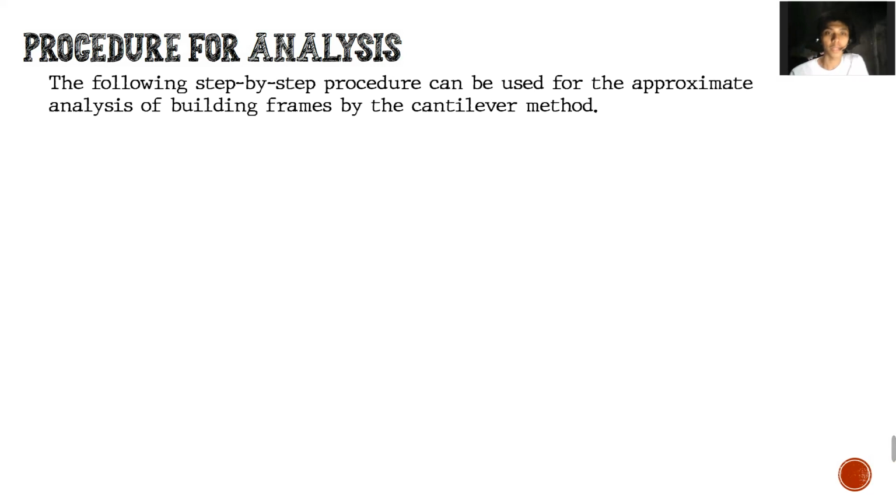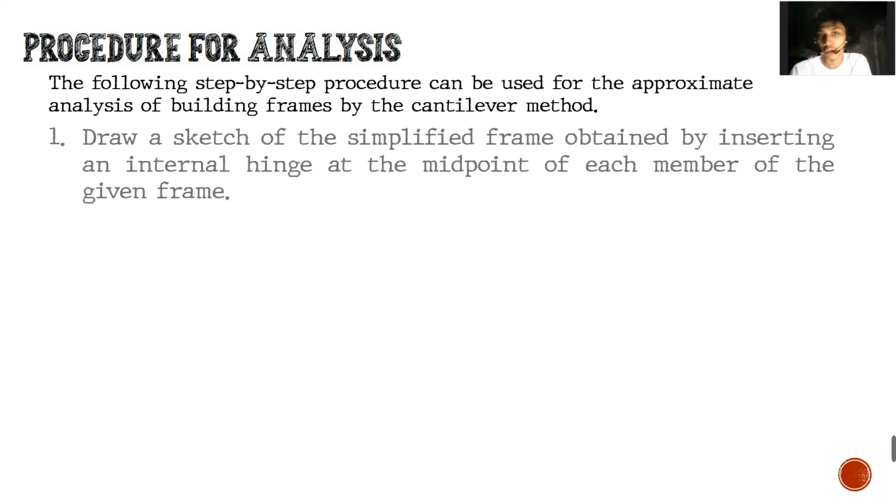And yung procedure for analysis. The following step-by-step procedure can be used for the approximate analysis of building frames by cantilever method. So dito guys, number one, draw a sketch of a simplified frame obtained by inserting an internal hinge at the midpoint of each member of the given frame. So sabi daw dito, maglalagay ka daw ng internal hinge sa midpoint ng bawat member ng frame.